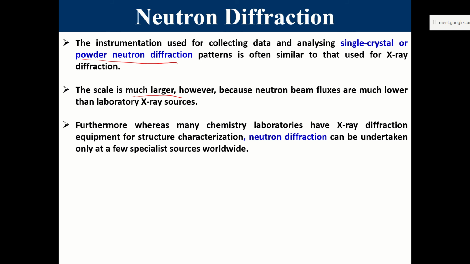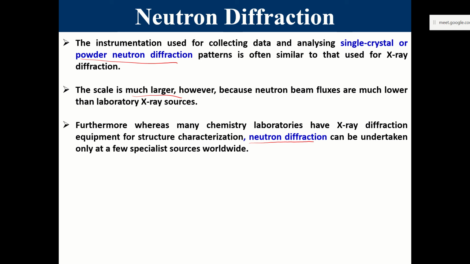X-rays, as compared to neutrons, are less penetrating; a neutron beam is highly penetrating. If we use a neutron beam, it will penetrate through layers of atoms and reach a greater depth. So you will be able to know the smallest impurity, or if there are different types of atoms present in the crystal lattice, that can be very well understood.